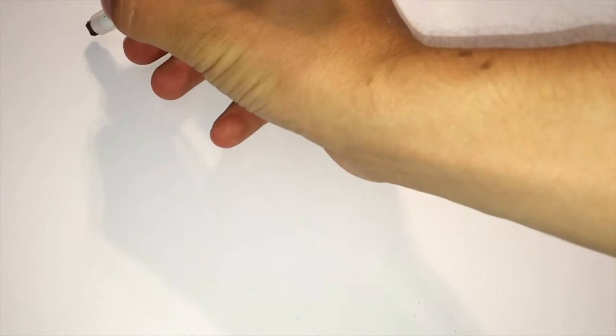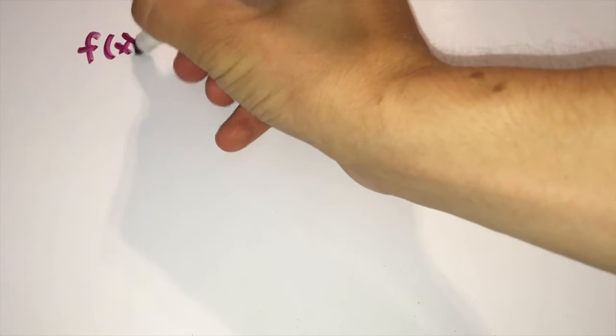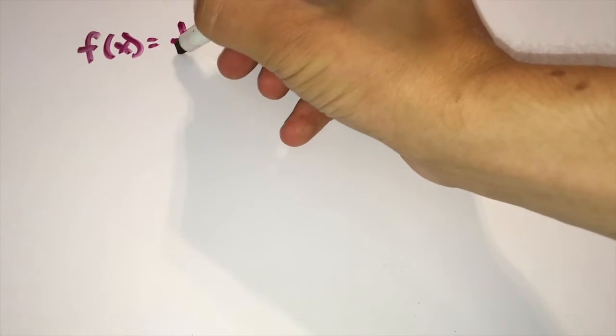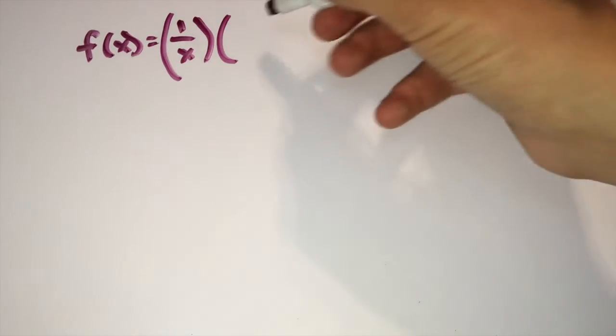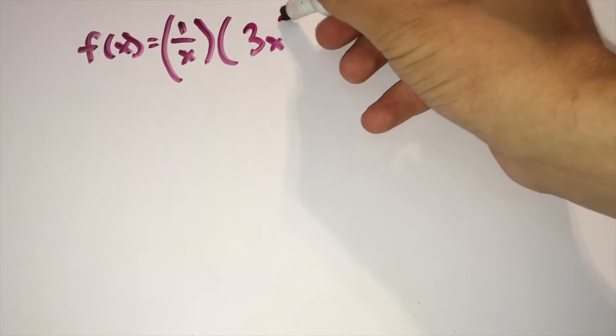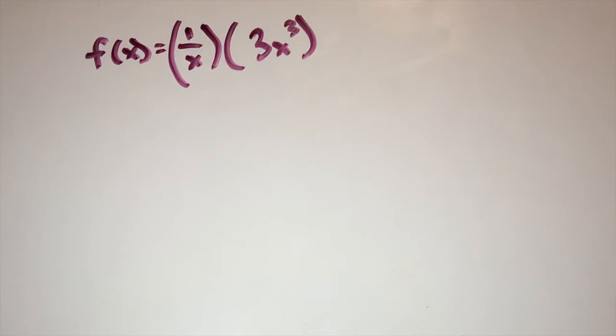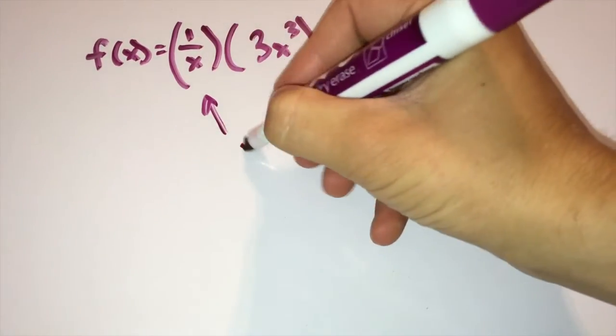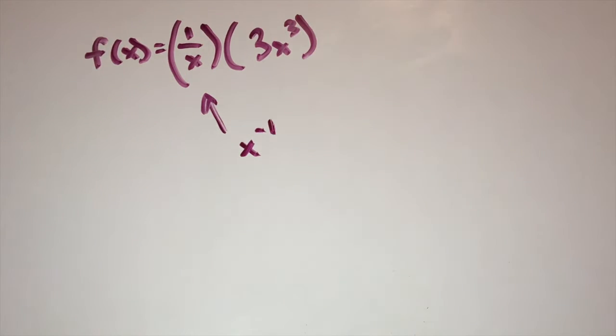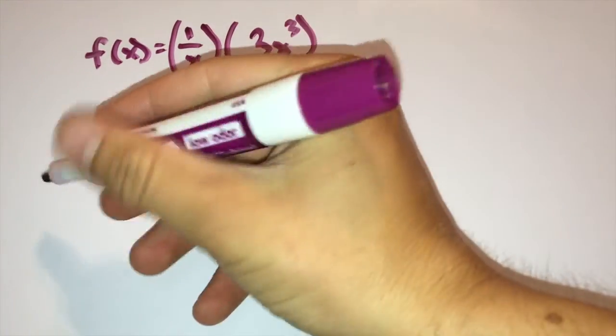Okay, here's our next problem. We'll have 1 divided by x multiplied by 3x cubed. Now we can just think of 1 over x as x to the negative first power. So we'll go ahead and take the derivative of x to the negative first power.